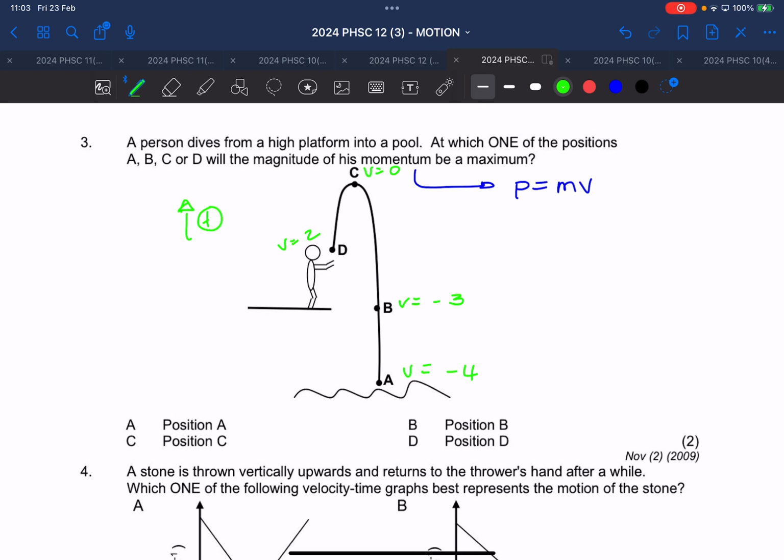Okay, so where will its momentum be a maximum? The magnitude, the size, so nothing to do with that direction, nothing to do with the negatives. Where will it be a maximum? At A, right? Because then the velocity is the greatest, so the momentum will be the greatest. A. The negative sign just tells you the direction it's going.